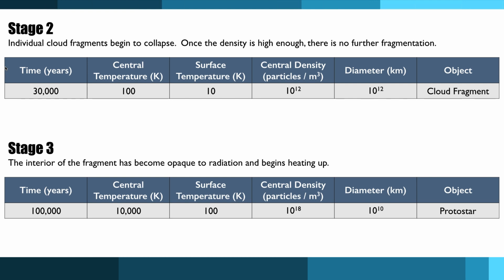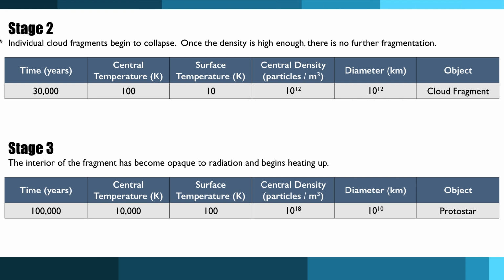At the start of stage 3, the inner regions have become completely opaque to their own radiation, and this allows it to start heating up considerably. So you can see from stage 2 to stage 3, although the temperatures are still relatively cool for what we need, our 10 million Kelvin that we were looking for at the beginning, you can see that the jump in the central temperature from stage 2 to stage 3 goes from 100 to 10,000. And that's because of that density increasing to the point where the star is opaque to its own radiation.